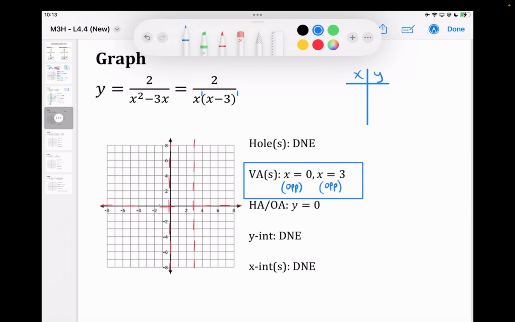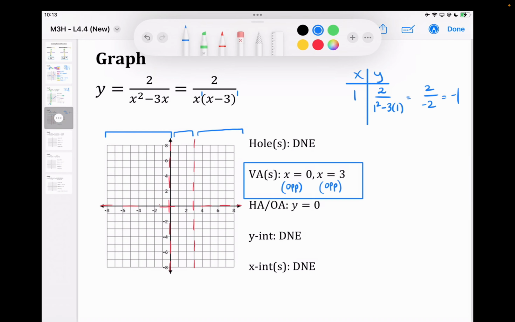Now, you can choose any side of the curve you want. There's going to be 3 sections because there's 2 vertical asymptotes. You have this left side, the middle section, and then the right side. And just for fun, I'm going to pick the middle section because I like the number 1. It seems easy to plug in. You can plug it into any version, the factored or unfactored version. I'm going to do the unfactored. And that'll give me 2 over 1 minus 3, which is negative 2. So that gives me negative 1.